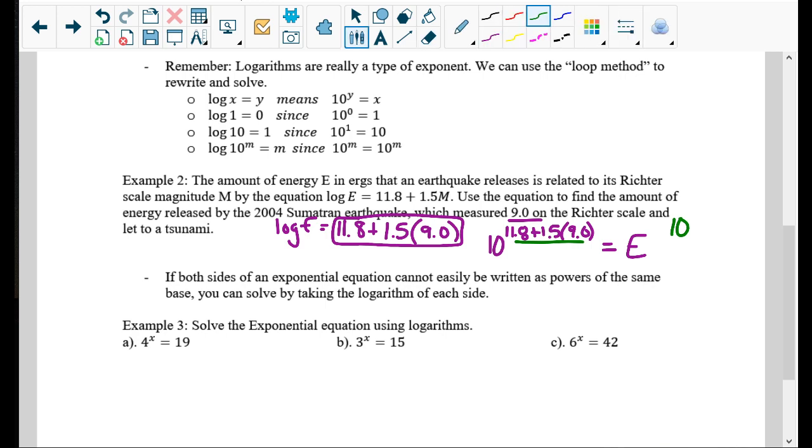Again, 10 to the 25th point 5 equals our E. And 10 to the 25th point 5 in our calculator, in scientific notation, is 1.995 times 10 to the 25th power. A lot of energy going into that.